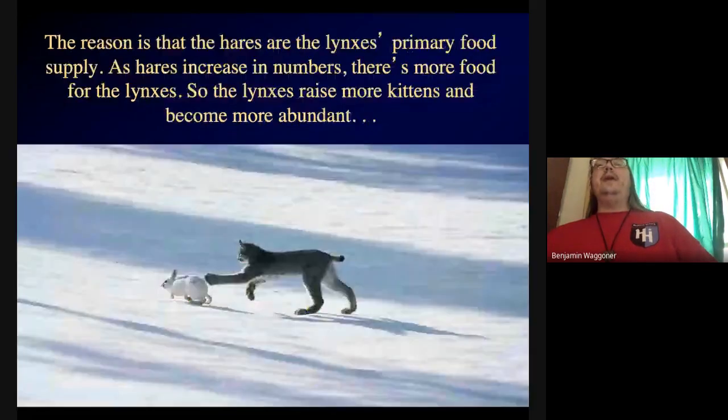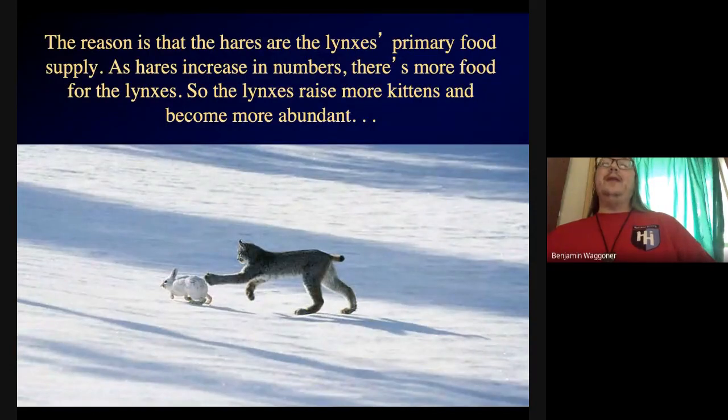And the reason is that the hares are the lynx's main food supply. So here is a lynx about to have dinner. Looking at those big paws for catching hares. So as the hares increase in numbers, hares mate and they have babies and they breed like rabbits. And the more hares there are, the more food there is for the lynxes.